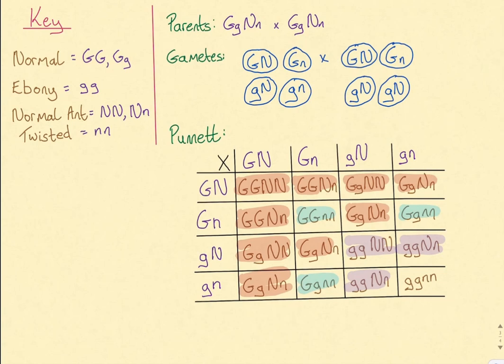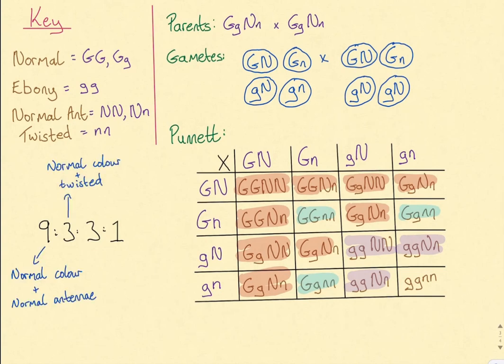For dihybrid crosses like this, the ratio would always be 9:3:3:1. Don't forget to assign phenotypes. Take care to refer back to the key.